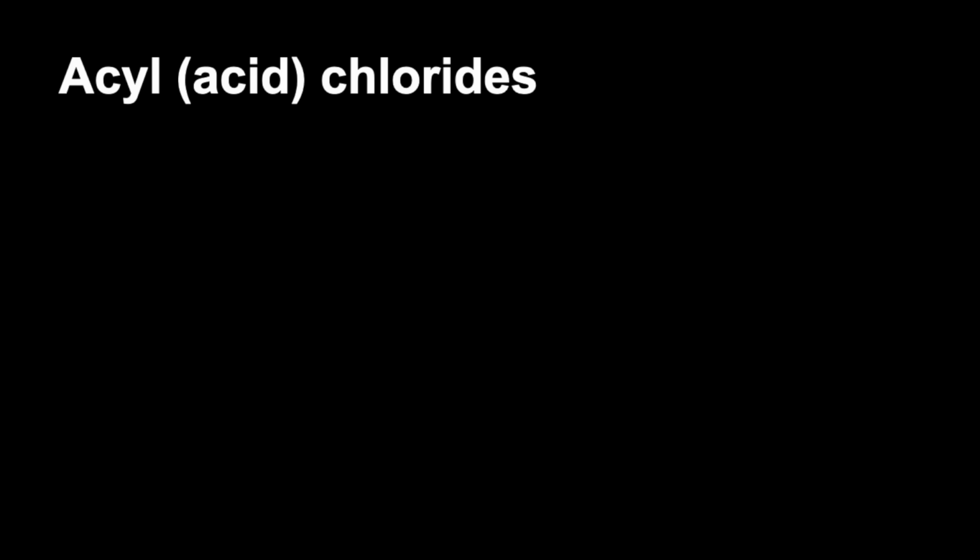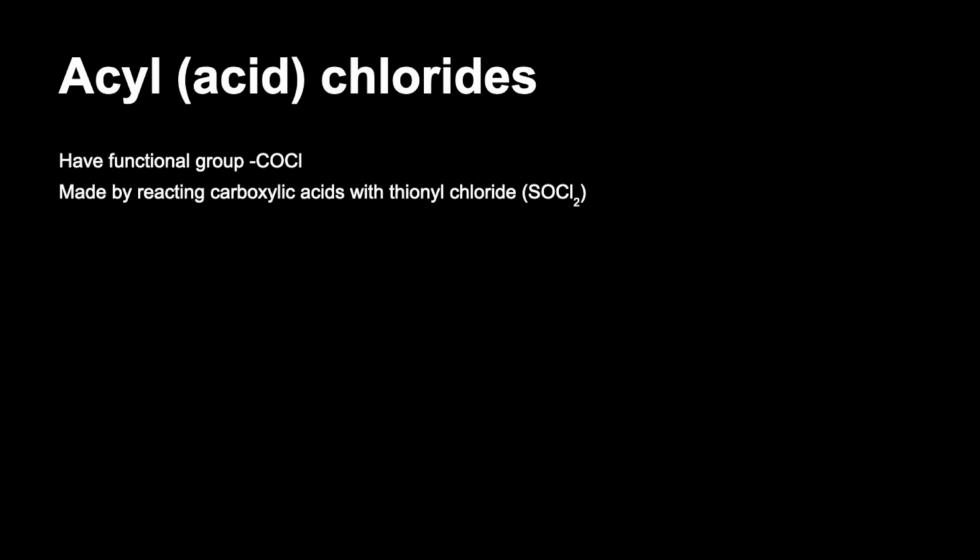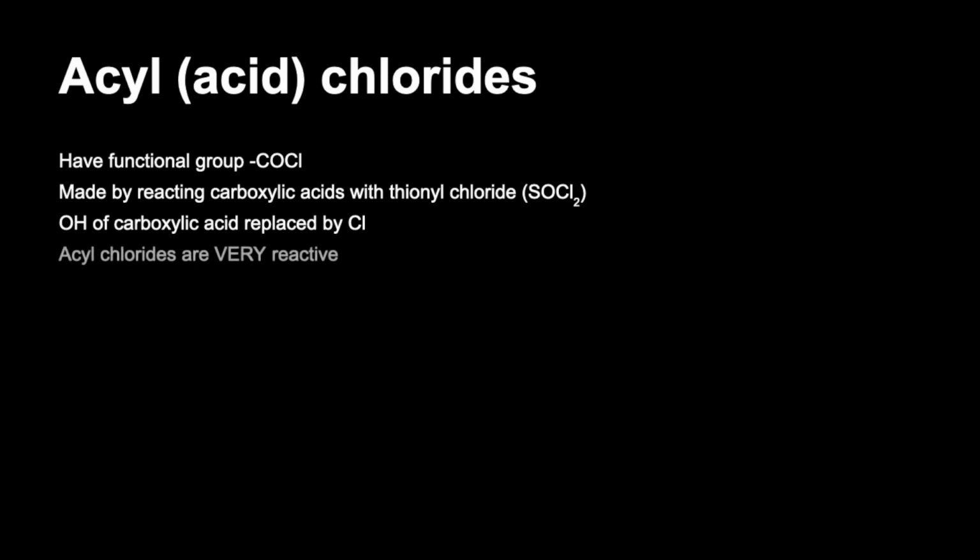Next topic we'll look at is acyl or acid chlorides. So they've got the functional group COCl, so that's a C double bond O with a chlorine also bonded to the carbon. They're made by reacting carboxylic acids with a chemical called thionyl chloride, which has the formula SOCl2. The OH of the carboxylic acid is replaced by a Cl, so that's where that functional group comes from. Acyl chlorides are very reactive. In all the reactions, the chlorine combines with a hydrogen of the reactant molecule, so you always make HCl when acyl chlorides react. So what do they react with?